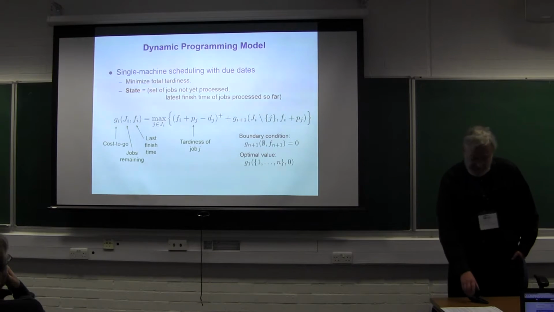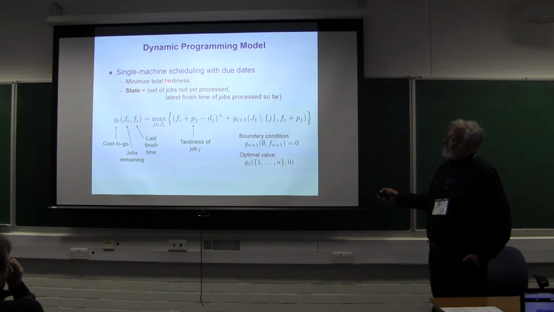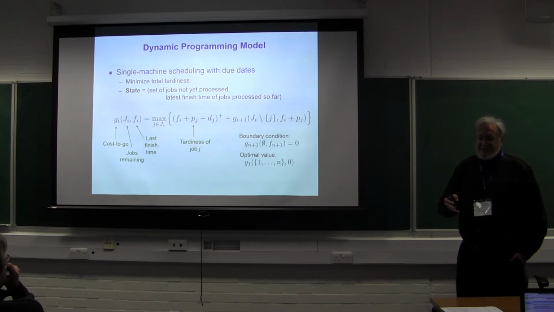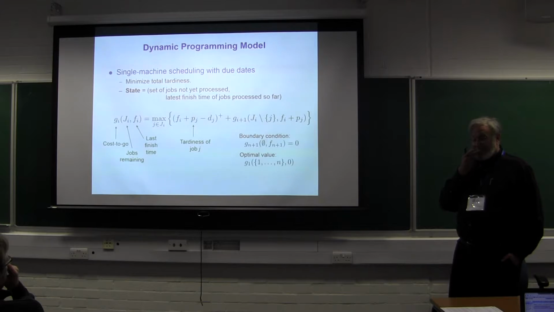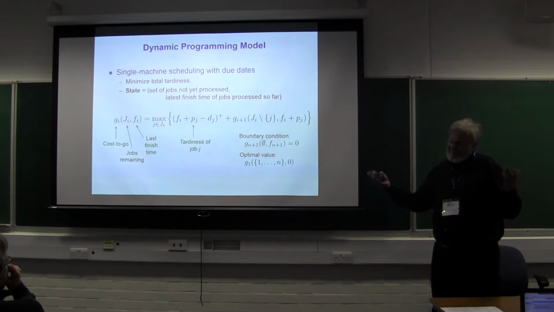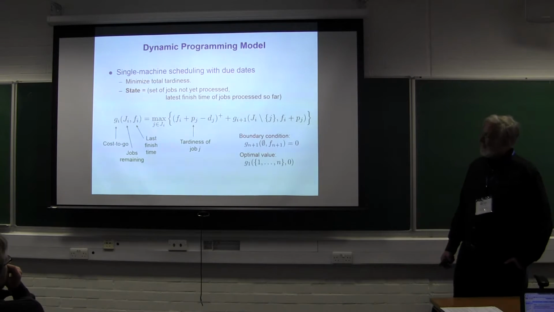So the state here is very similar to the previous problem. It's just a set of jobs not yet processed. But we also need a second state here: the latest finish time of the jobs processed so far, or equivalently the finish time of the last job processed so far. You need two state variables. How do you know that? Well, you just get the feel of it. You learn how to formulate problems this way.